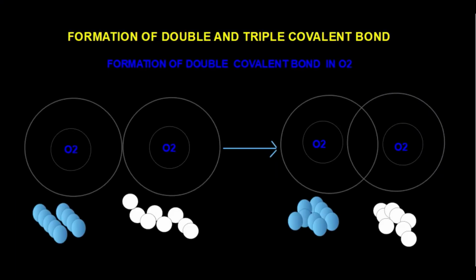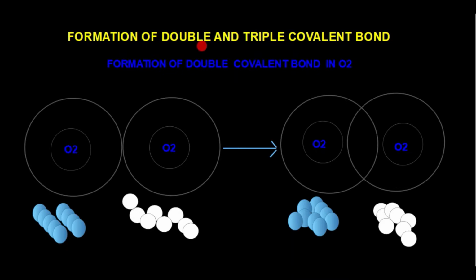In this video we will discuss formation of double and triple covalent bond. First of all, we will study the formation of double covalent bond. We must know what is a double covalent bond and how it is formed. A double covalent bond is formed by the sharing of two electron pairs.